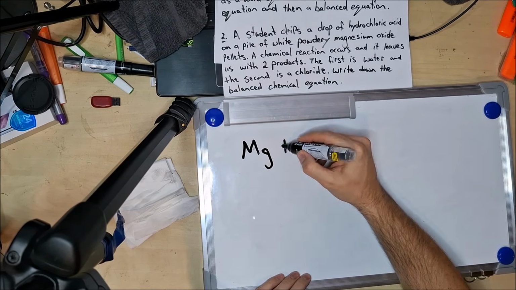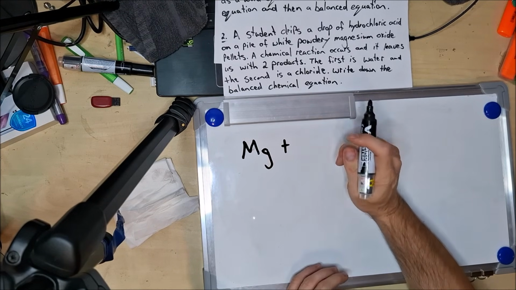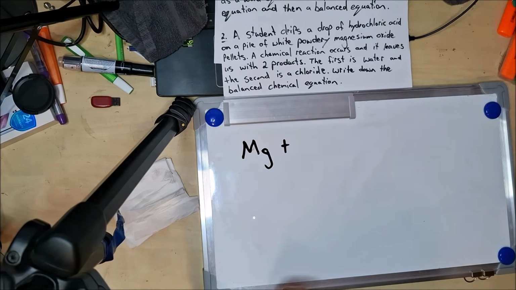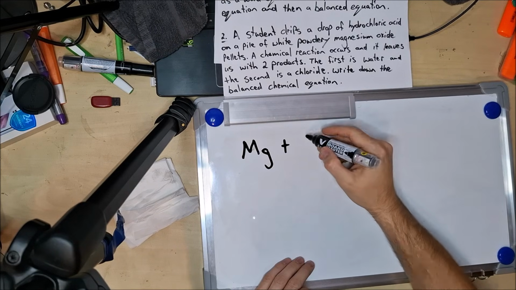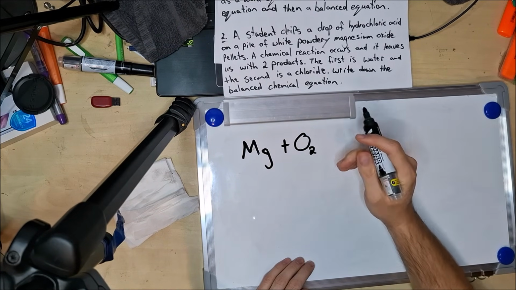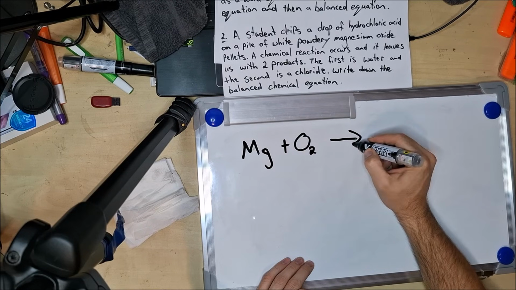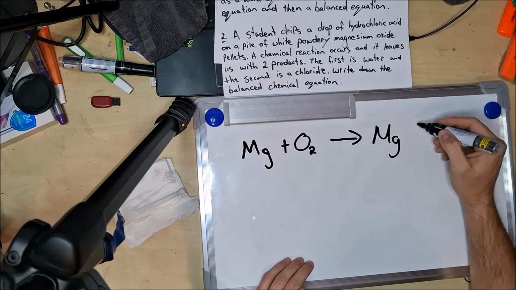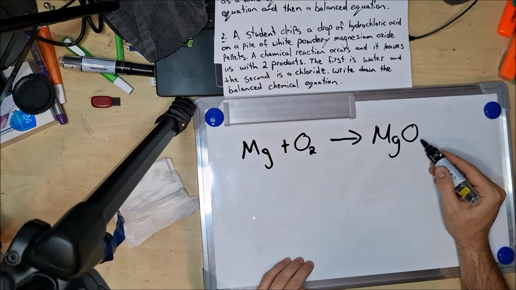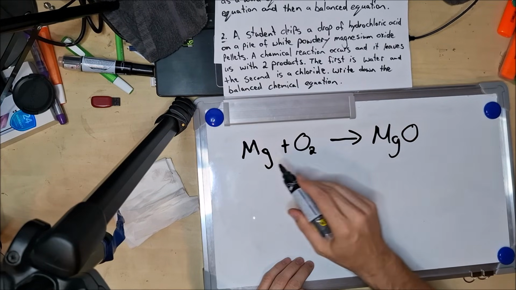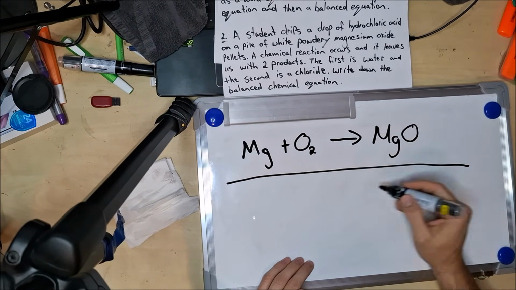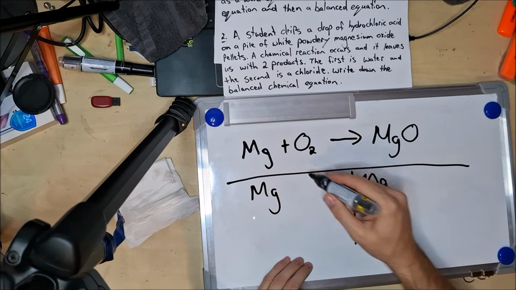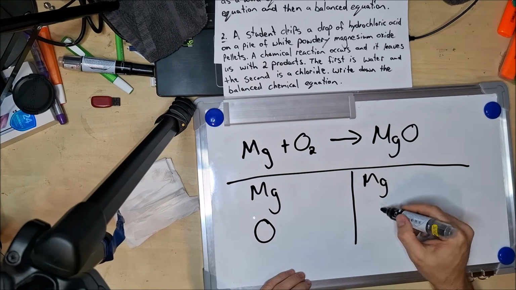Mg plus oxygen. And if I take oxygen straight from the periodic table, I've learned that I have to make it O2 subscript because it cannot stay on its own. Our product is definitely going to be magnesium oxide, no longer needing the 2 because it is now bonded with the 1 magnesium. So let's balance this quickly. We've got magnesium on the one side, magnesium on the other side. We've got oxygen on the one side, oxygen on the other side.